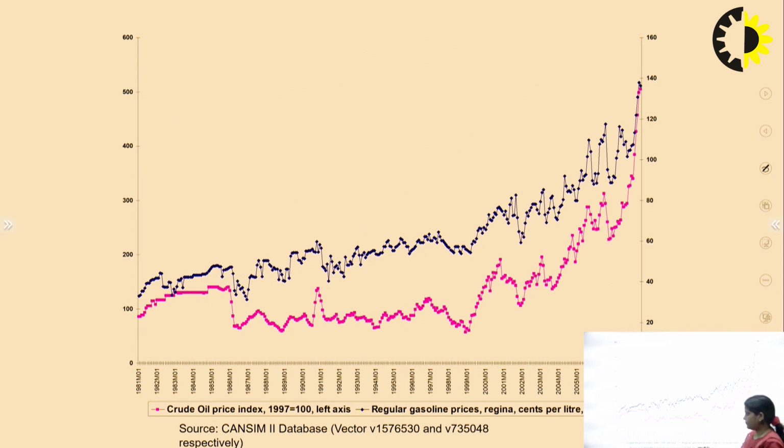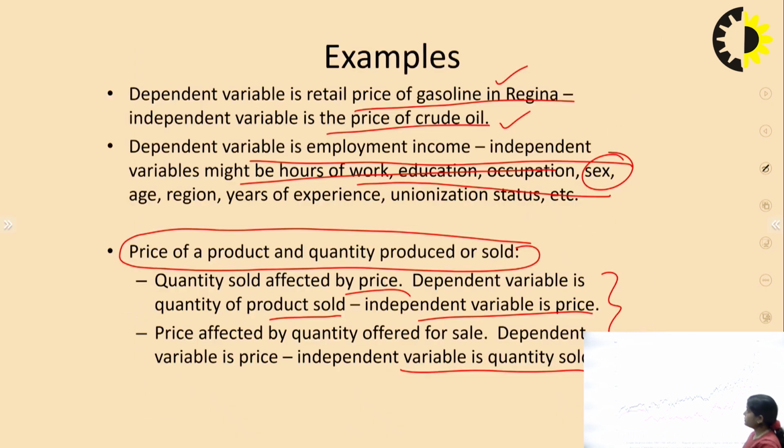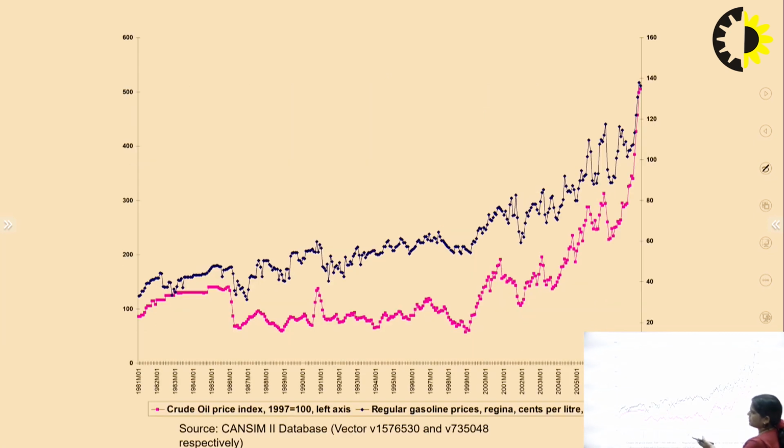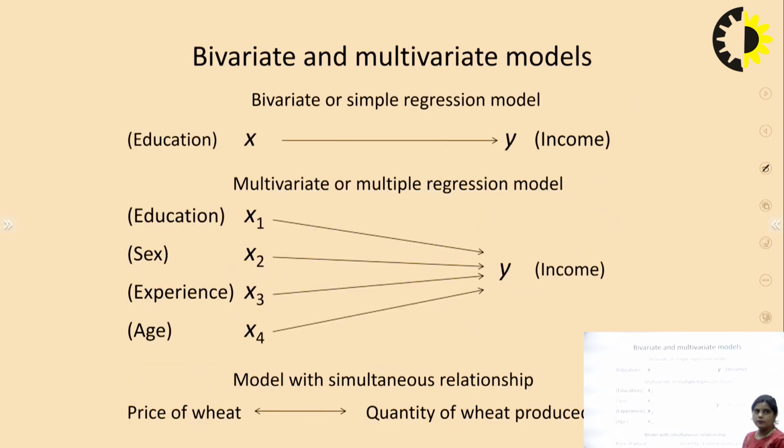This is the graph which is showing the first example, in which the dependent variable is the retail price of gasoline in Regina and the independent variable is the price of crude oil. This is simply the graph showing the relationship between these two variables, dependent and independent. We can easily see that this pink line is the crude oil price index in 1997, which is equal to 100, and this blue line is regular gasoline prices in Regina. So these two graphs show the relationship between the dependent variable and independent variable.